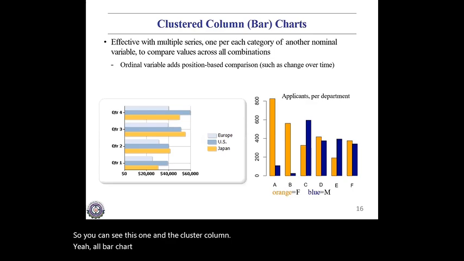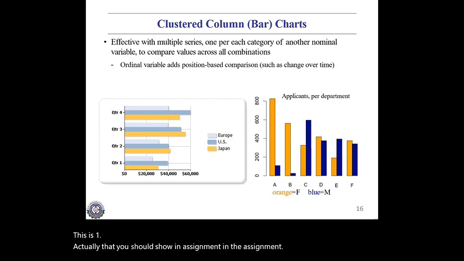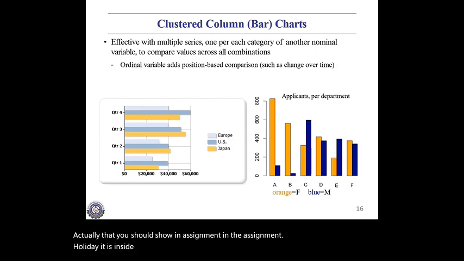This is effective with multiple series, one per each category of another nominal variable, and it will compare the values across all combinations. This is one that you should show in the assignment, whether it is in assignment 1 or in assignment 2.